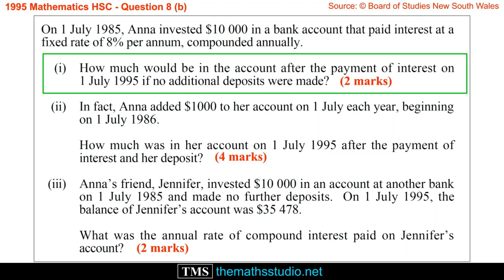Question 8, Part B. On 1 July 1985, Anna invested $10,000 in a bank account that paid interest at a fixed rate of 8% per annum compounded annually. Part 1. How much would be in the account after the payment of interest on 1 July 1995 if no additional deposits were made?